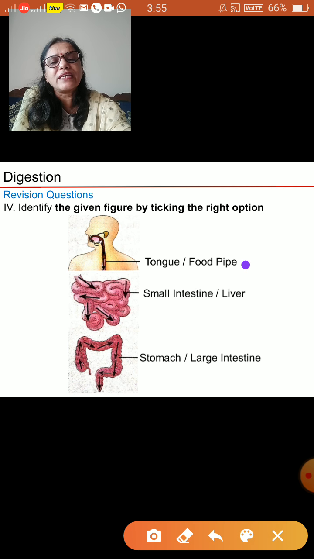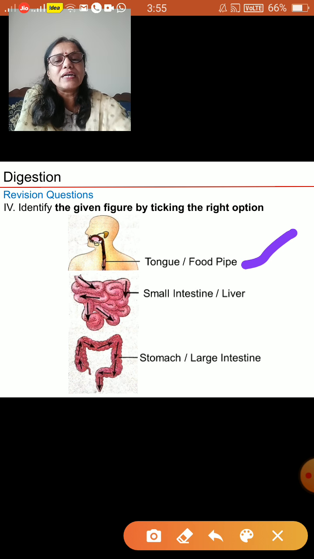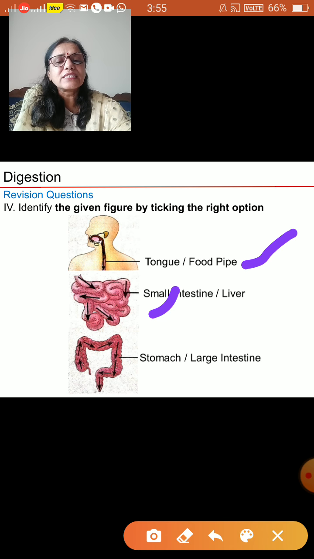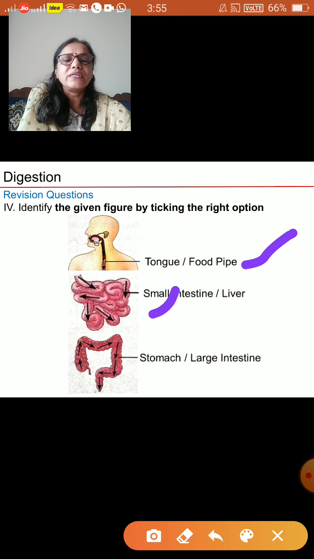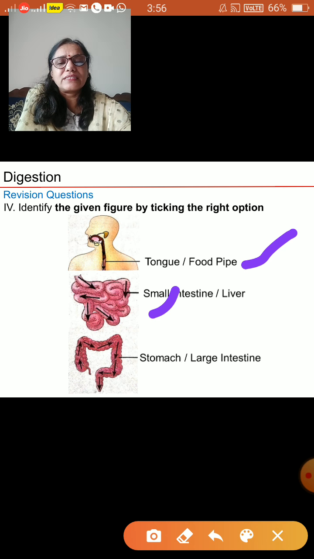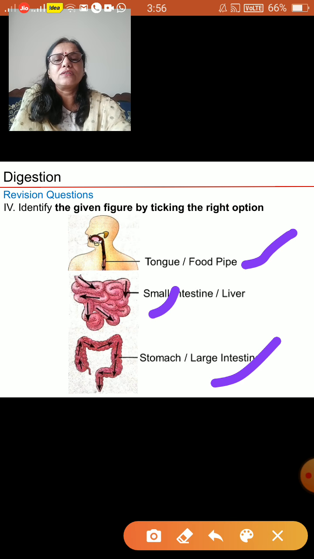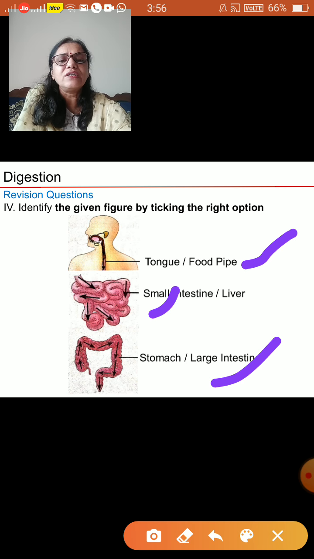So I am ticking food pipe here. Another one is small intestine or liver. It is small intestine. I told you it is a coil-like structure, so it is the small intestine. Next one, is it stomach or large intestine? It is large intestine. I told you stomach is a bag-like structure, so this is a large intestine. This is how you will do this question of identify the given figure.